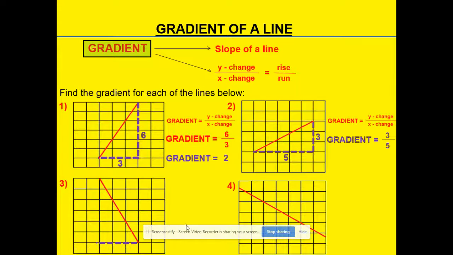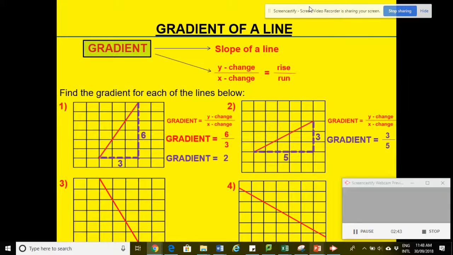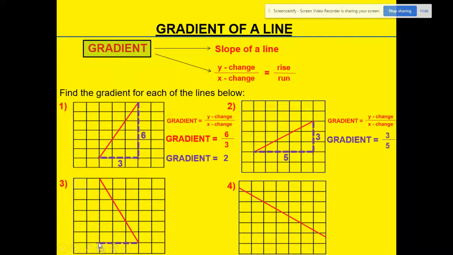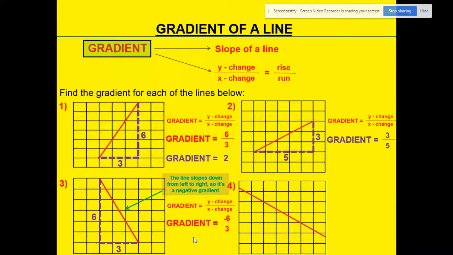Okay. This one, let's just move this little thing over here. On this one, we've got our run. Remember, it has to go from left to right. And then our rise, which goes up. And there we've got 6 over 3. So the line slopes from the left to the right, so it's a negative gradient. You know that it's a negative gradient, and the negative always goes with the numerator. So therefore, you would go negative 6 over 3, and you know that 3 goes into negative 6, negative 2 times. So therefore, your gradient is negative 2.